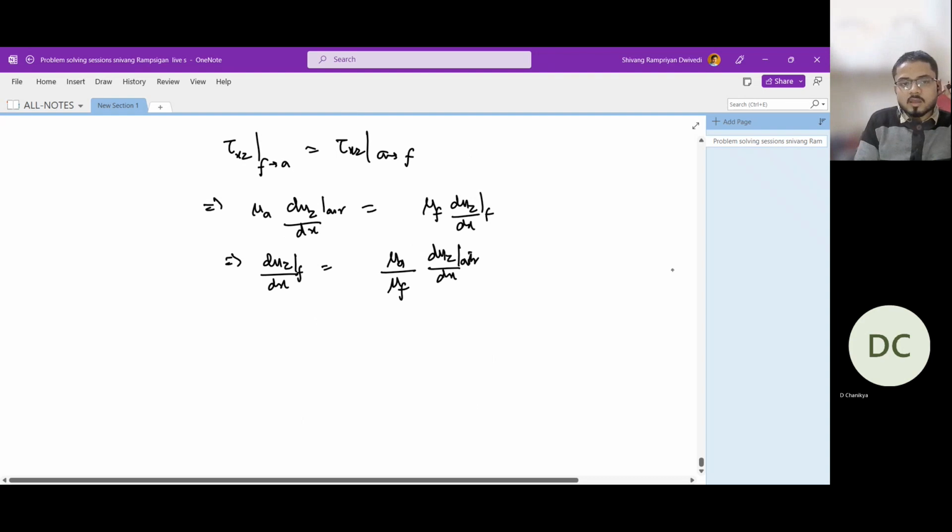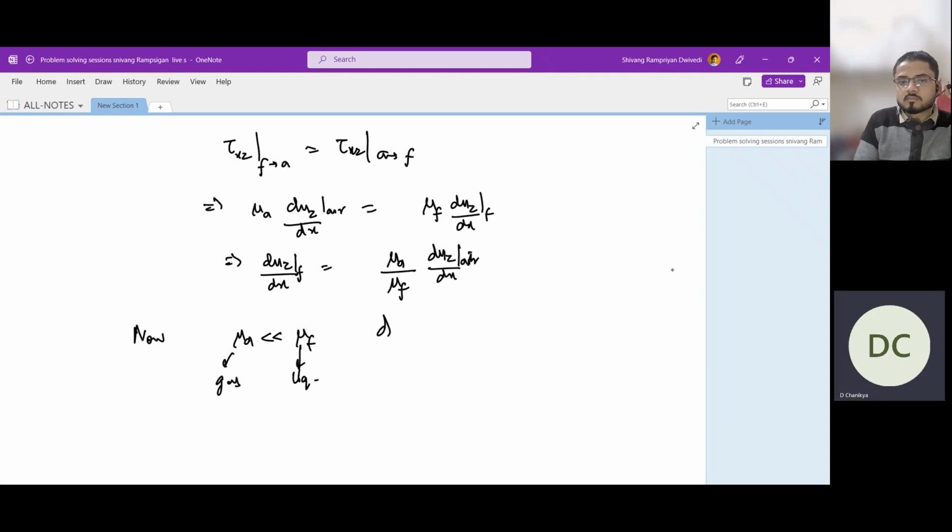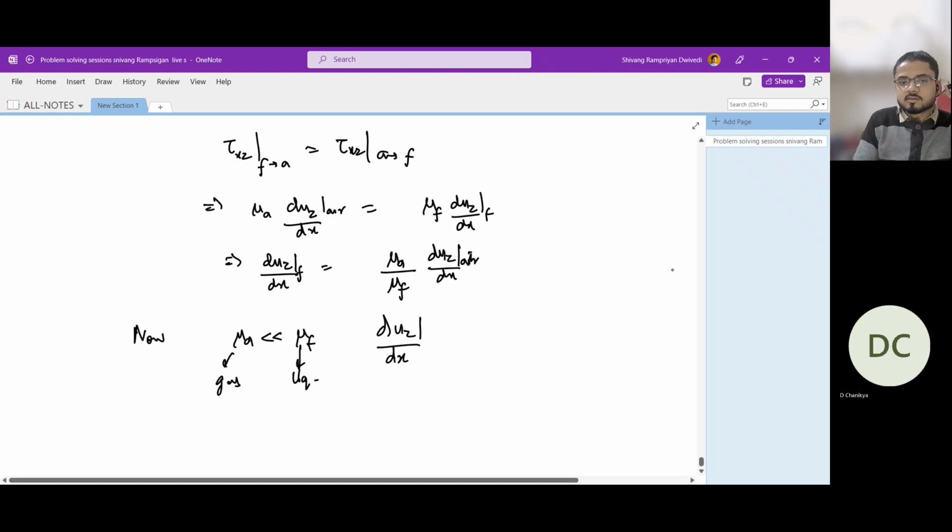Now, you know that mu A is much less than mu F, right? Since this is a gas and this is a liquid. And you also know that duz over dx in the fluid is finite, right? So this would mean this part is much less than 1, right?